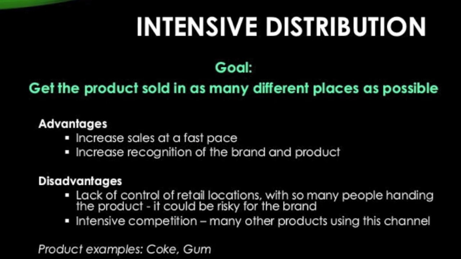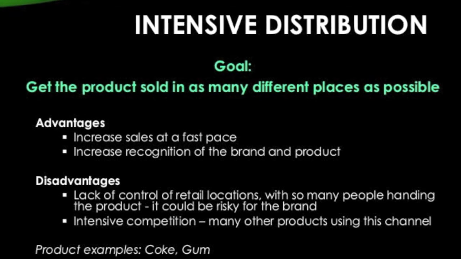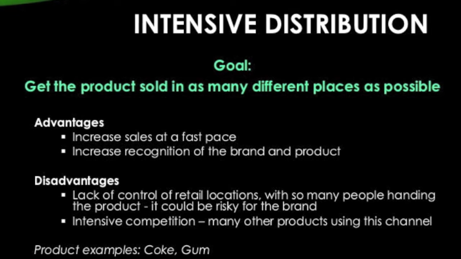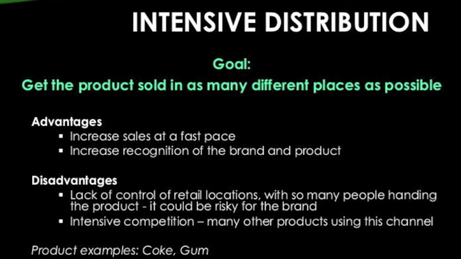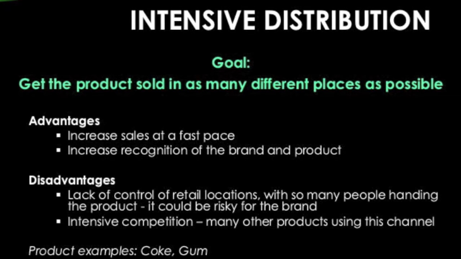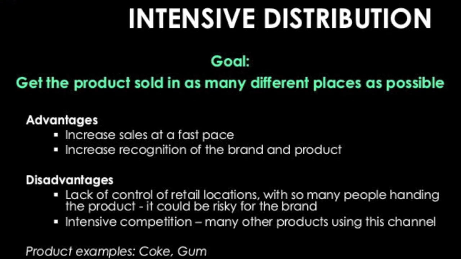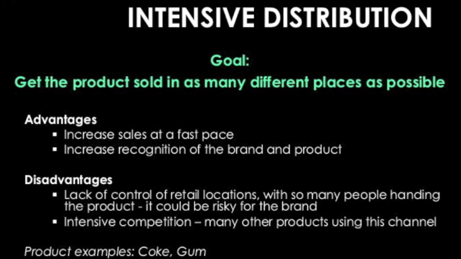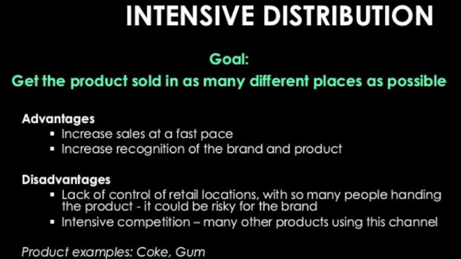The first policy, intensive distribution. The goal is to get the product sold in as many different places as possible. Advantages include increase in sales at a fast pace, an increase in recognition of the brand and the product. Disadvantages include lack of control of retail locations. So with so many people handling the product, it could be risky for the brand if it doesn't go right.